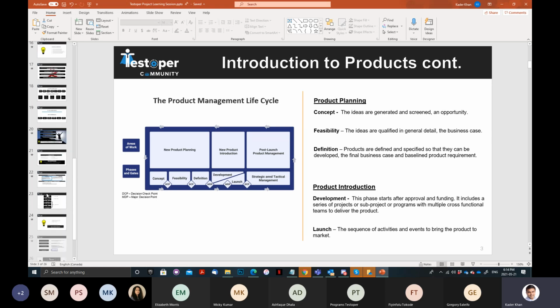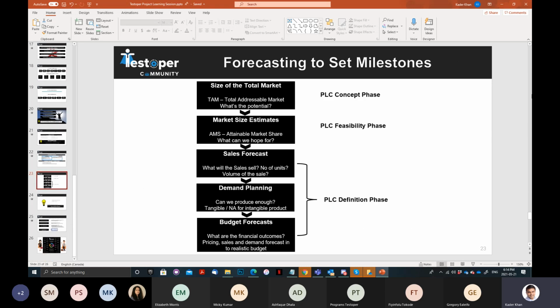And we learned a number of things. In the last session, we learned a few of the interesting concepts that you need to know: the total market size, total addressable market, attainable market, how many units you can sell, and whether you can actually produce them. Based on that, you develop your budget forecast, right? All these things are tied to the financial lessons that we learned in our previous sessions, like balance sheet and budgeting and so on. So this is what we covered.